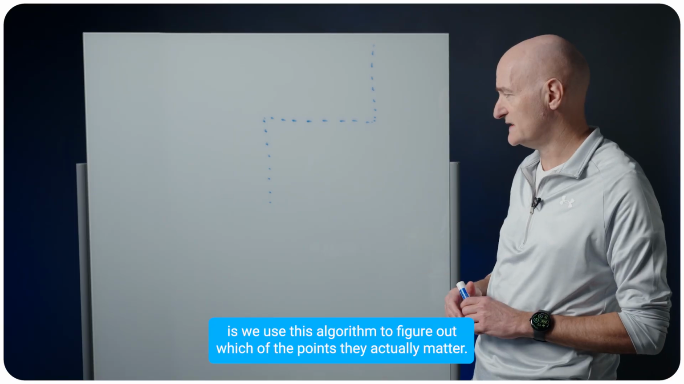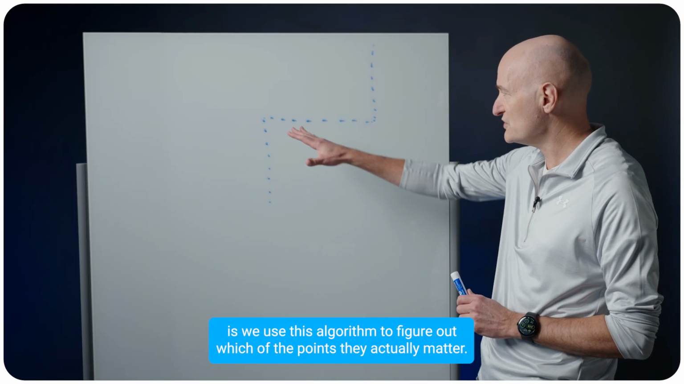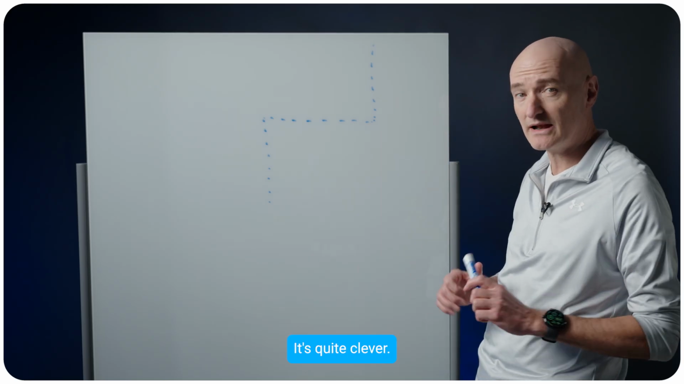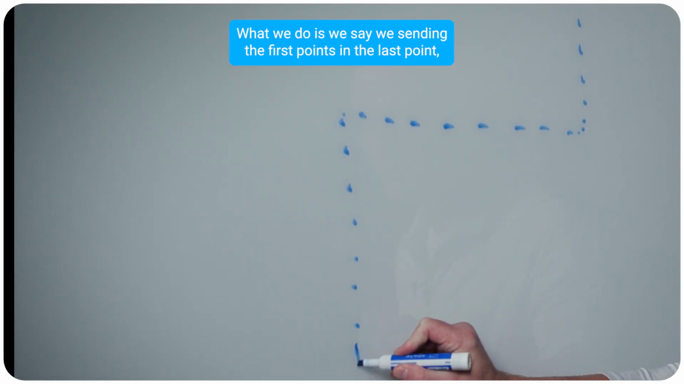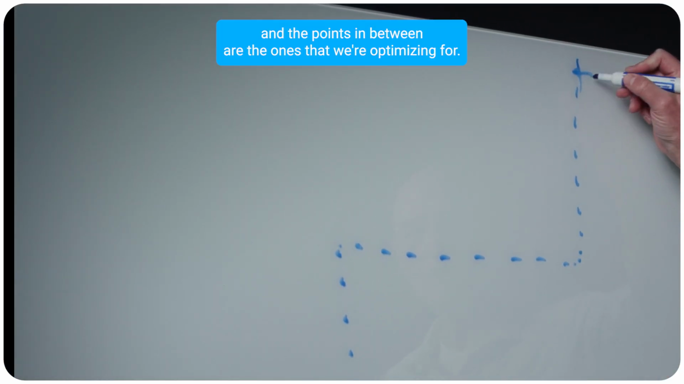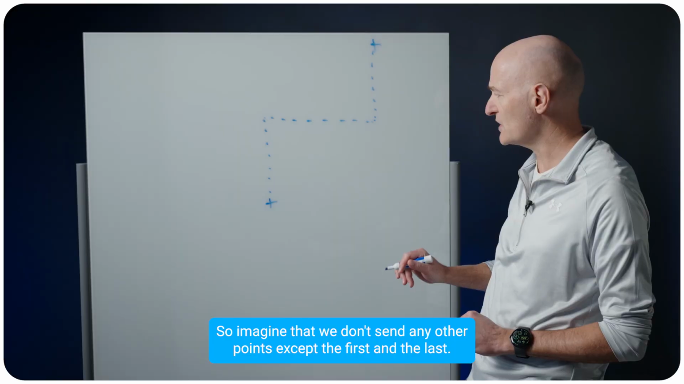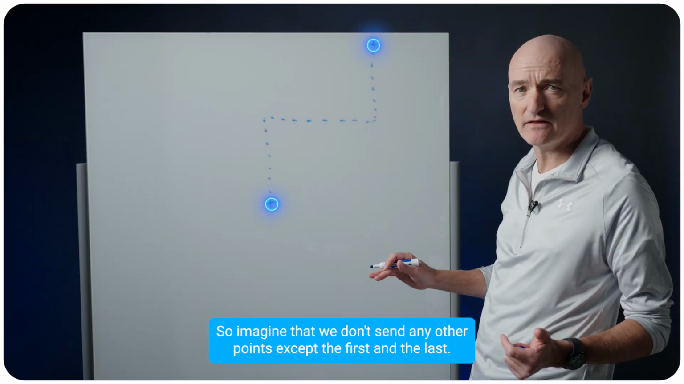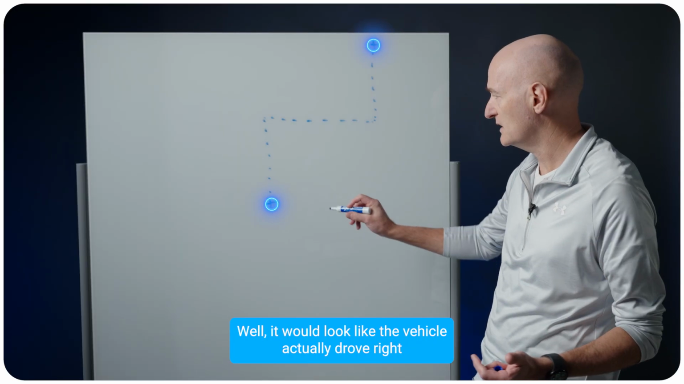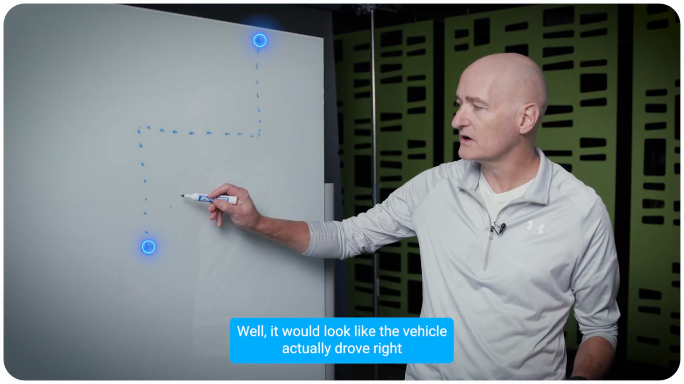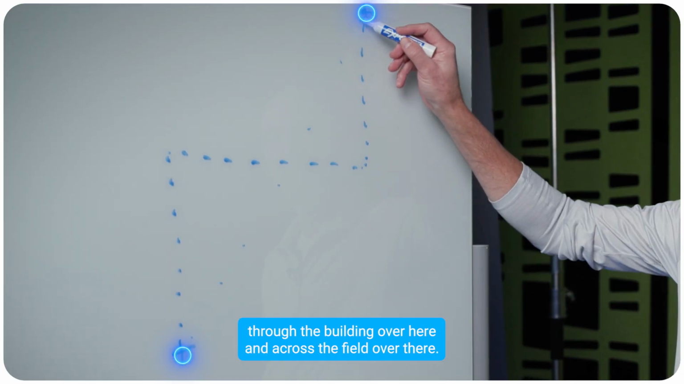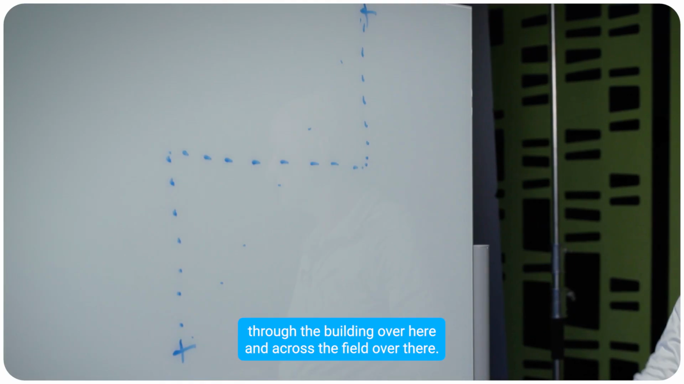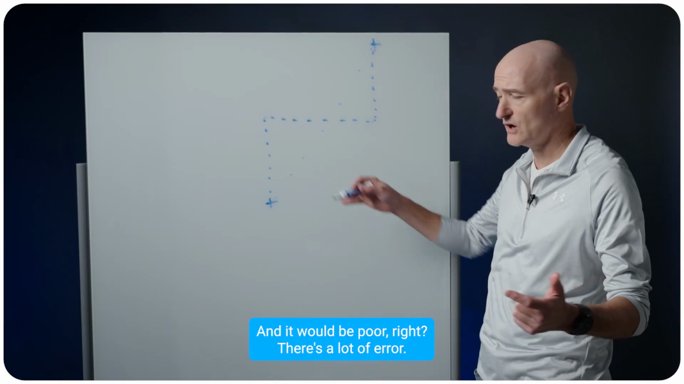So what we do is we use this algorithm to figure out which of the points there actually matter. It's quite clever. What we do is we say we're sending the first point and the last point, and the points in between are the ones that we're optimizing for. So imagine that we don't send any other points except the first and the last. Well, it would look like the vehicle actually drove right through the building over here and across the field over there, and it would be poor, right? There's a lot of error.